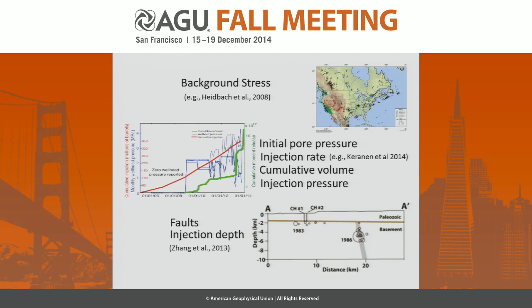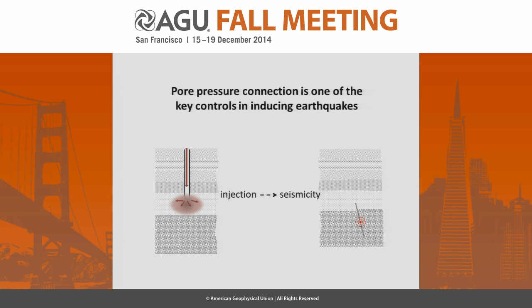And then there are other geological factors, such as the fault, and again, we heard from Mark that this is critical. And then the injection depths, whether it's the basal aquifer or in the middle level. All of these are important factors. But what I'm going to focus on today and the next few slides is how pore pressure generated from injection wells connects to potentially induced seismicity.